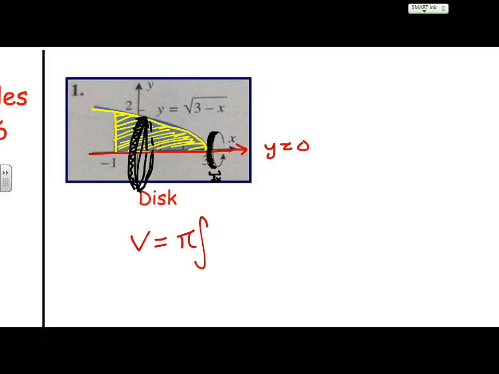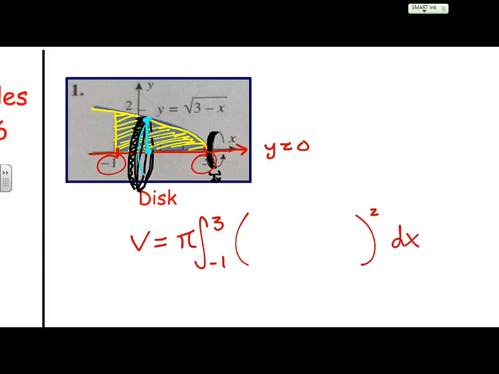Did you guys figure out your bounds then, if we need x bounds? Good, -1 and 3. So we're going to go from -1 to 3. We need a radius squared dx. The radius from yesterday, or from your forever card, is going to be the area of the region, because that is what gets spun. Does that make sense?